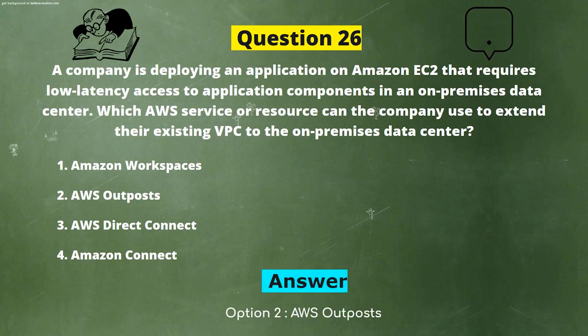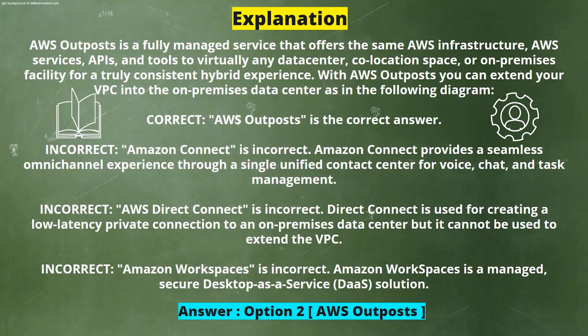AWS Outposts. Explanation. AWS Outposts is a fully managed service that offers the same AWS infrastructure, AWS services, APIs, and tools to virtually any data center, colocation space, or on-premises facility for a truly consistent hybrid experience. With AWS Outposts, you can extend your VPC into the on-premises data center as in the following diagram. Correct. AWS Outposts is the correct answer.